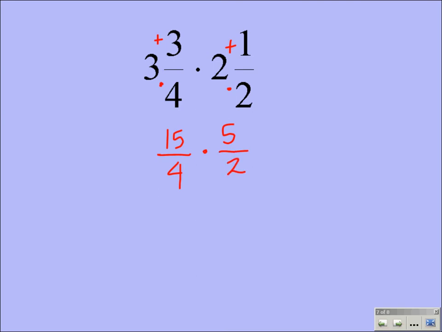Okay, now we're at this point. We're going to see if there's any kind of canceling we can do. I have a 15 and a 5 in the numerator and a 2 and a 4 in the denominator. There is nothing that I can cancel. So I'm going to go ahead and just multiply through. 4 times 2 is 8. 15 times 5 is 75.